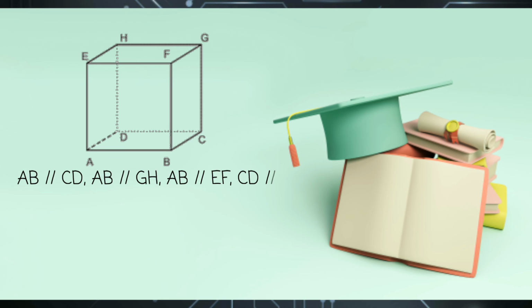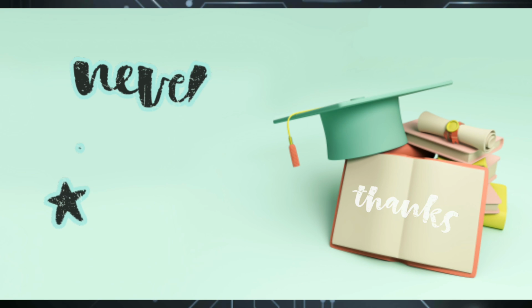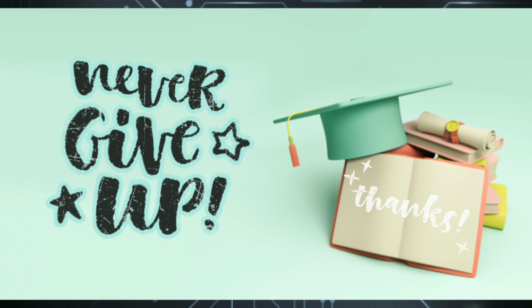The parallel lines are AB and CD, AB and GH, AB and EF, CD and EF, CD and GH, GH and EF, AE and BF, AE and CG, AE and DH, BF and CG, BF and DH, CG and DH, AD and BC, AD and FG, AD and EH, BC and FG, BC and EH, and the last FG and EH.